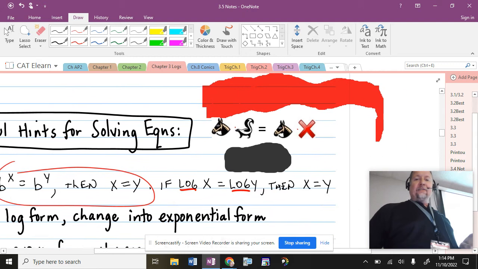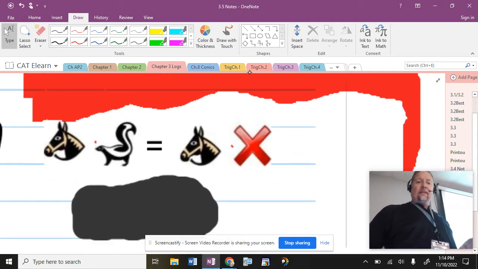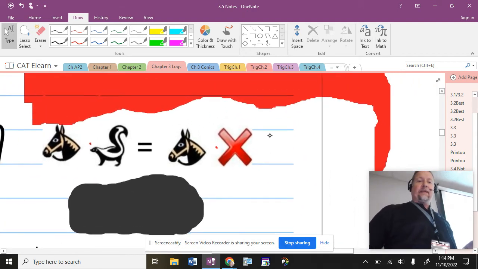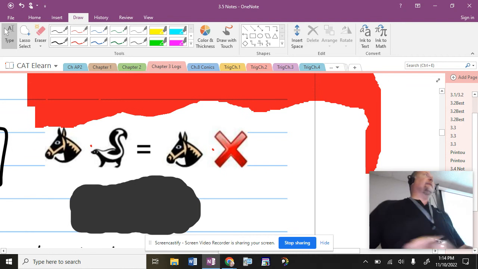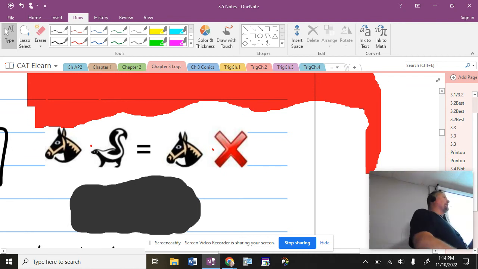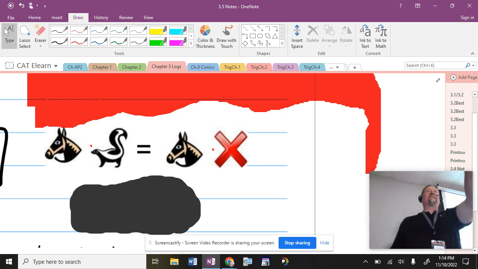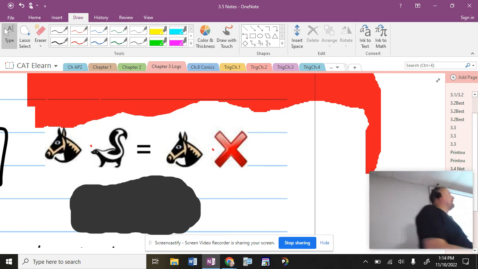All right. So here's the next thing. I want you to solve this equation when this appears, all right? You ready? I want you to solve this equation. 3, 2, 1. What does x equal? Go. There you go. You got it. Who said it first? Okay, so x equals skunk.